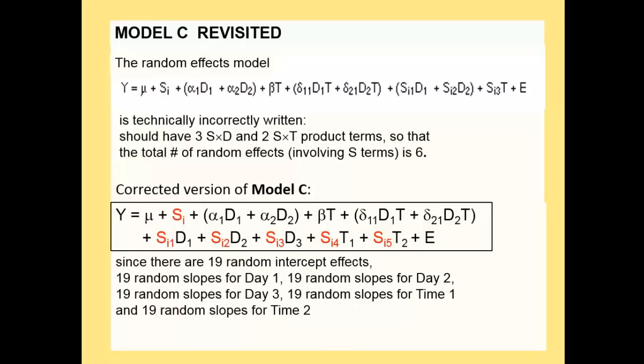The reason is that, just like if you only considered the random intercept, you're going to get 19 estimates of the random intercept, one for each of the 19 subjects. And for this term you're going to get 19 estimates of the effect of day for each of the 19 subjects. This is day 1, this is day 2, and this is day 3. You're going to get 19 different estimates for each of day 1, day 2, and day 3. And if you don't put in this term, it's wrong.